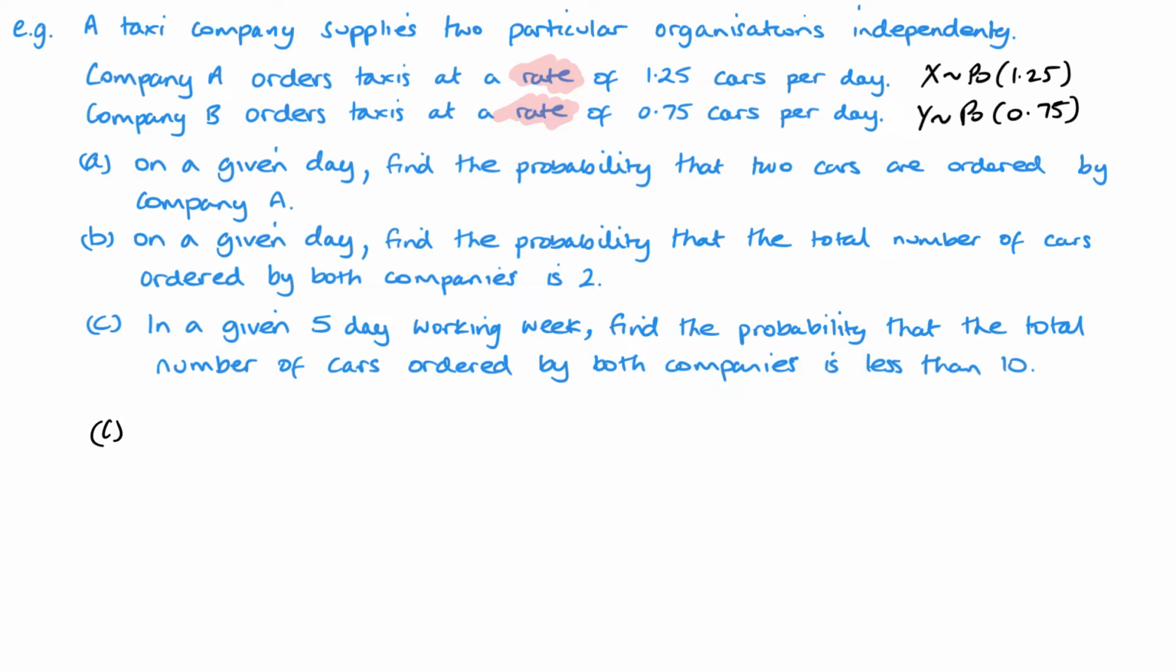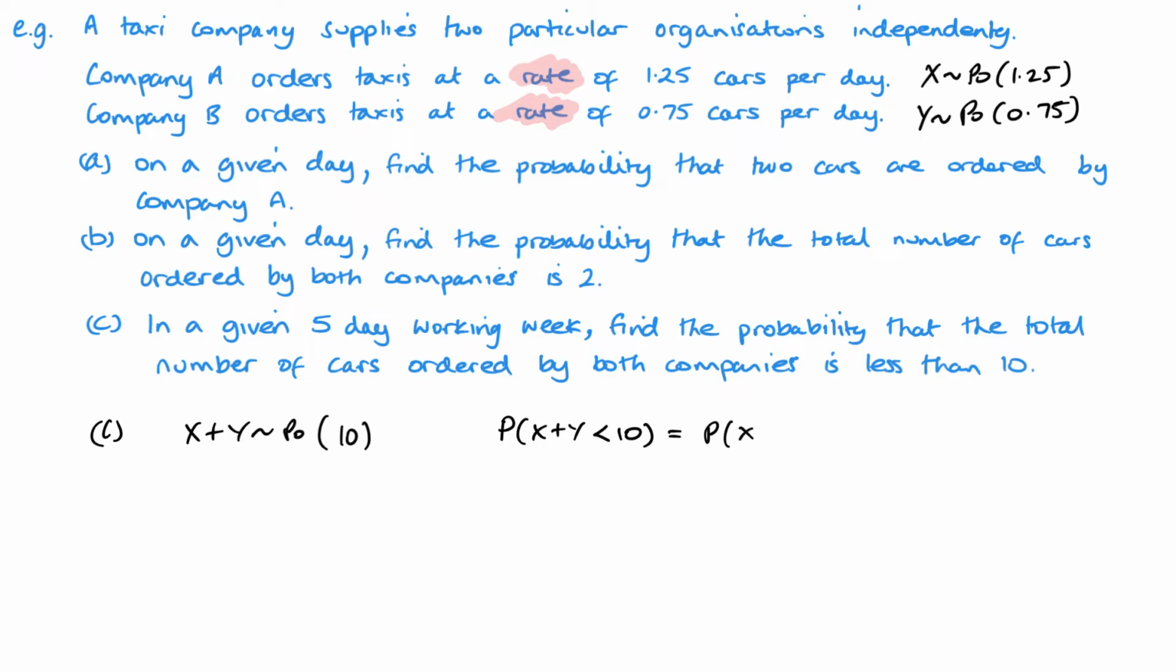Now, for part C, we are again looking at both companies, but we've switched to a 5-day period. If you remember, when we added these together, we got 2. That was per day, so we need to multiply by 5 to get the 5-day rate. So x plus y is Poisson, and it's going to be 10, isn't it? 2 multiplied by 5 for the 5 days. And we're looking at the probability that x plus y is less than 10.